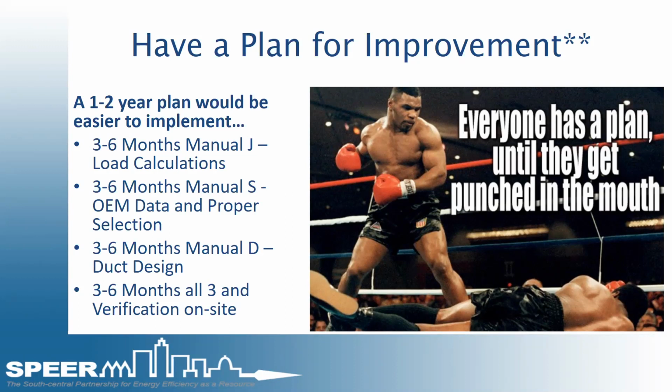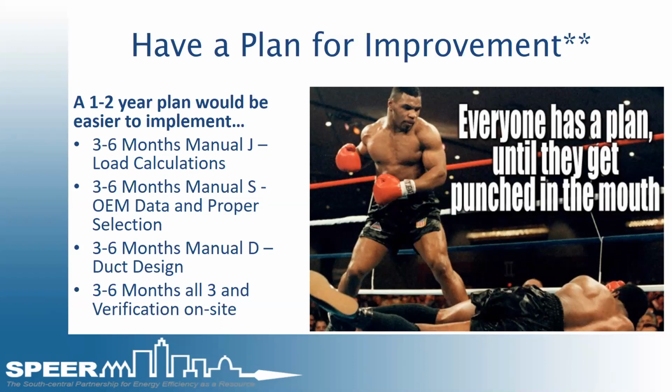Maybe in the next 3 months, let all the mechanical contractors know. I mean, you can have a 1 to 2 year plan. Hey, in the next 3 months, if you're on the 1 year plan, we're going to require Manual J load calculations at permit. In 3 more months, we're going to require Manual S, OEM data, and proper selection to be submitted at permit. In 3 more months, we're going to require the Manual D, duct design, friction rate, all of that documentation required at permit. And in 3 more months, we're going to put all that together, we're going to have it on site, and we're going to verify it.